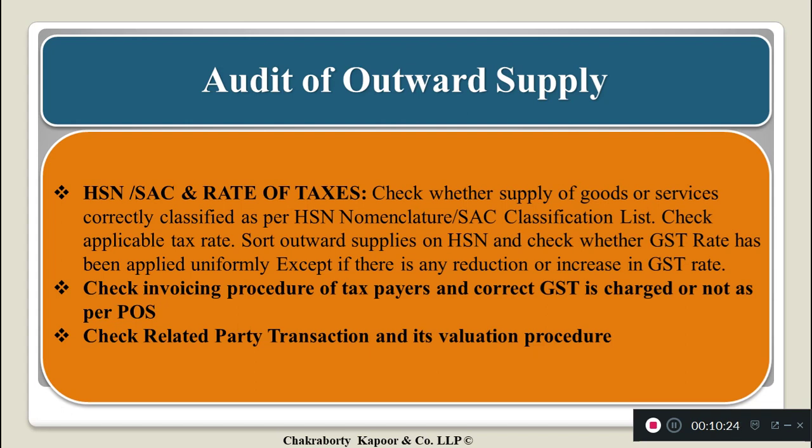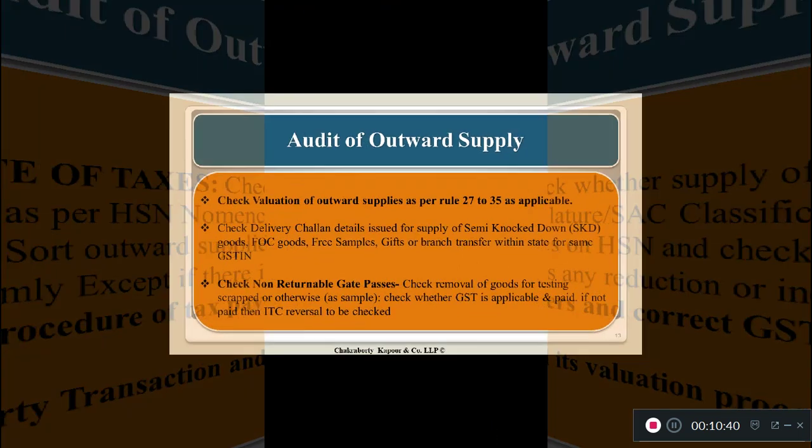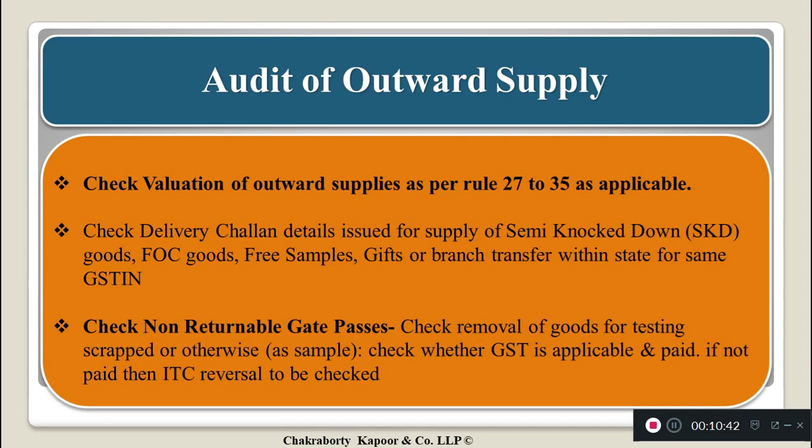Check invoicing procedure of taxpayers and whether correct GST is charged as per place of supply. Yes, we have to check also place of supply. Check related party transaction and its valuation procedure. Its valuation procedure is important. Check valuation of outward supplies as per Rule 27 to 35 of GST rules, as applicable.